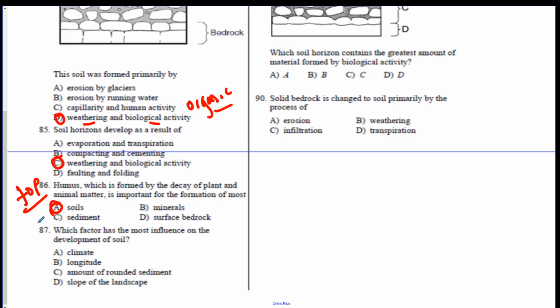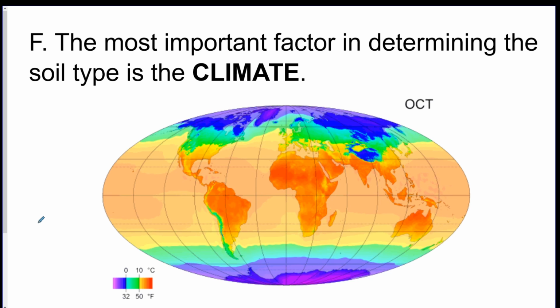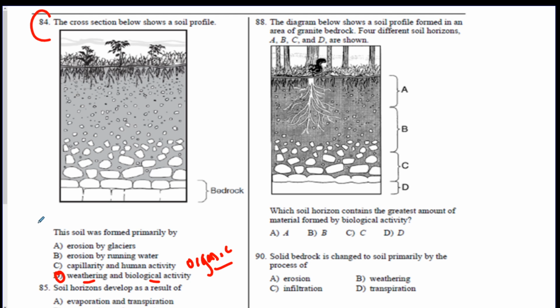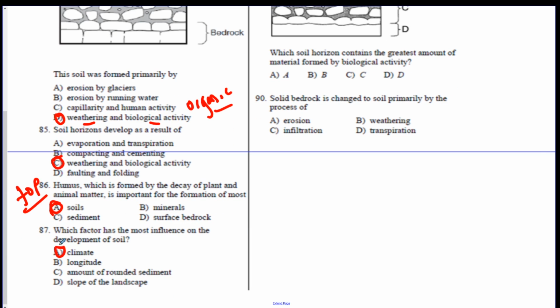Number 87. Which factor has the most influence on the development of soil? A. The climate. B. The longitude. C. The amount of rounded sediment. Or D. Slope of the landscape. Well, hopefully you remembered the slide before this. Wow, the most important factor for determining the soil is the climate. So the answer there was A.